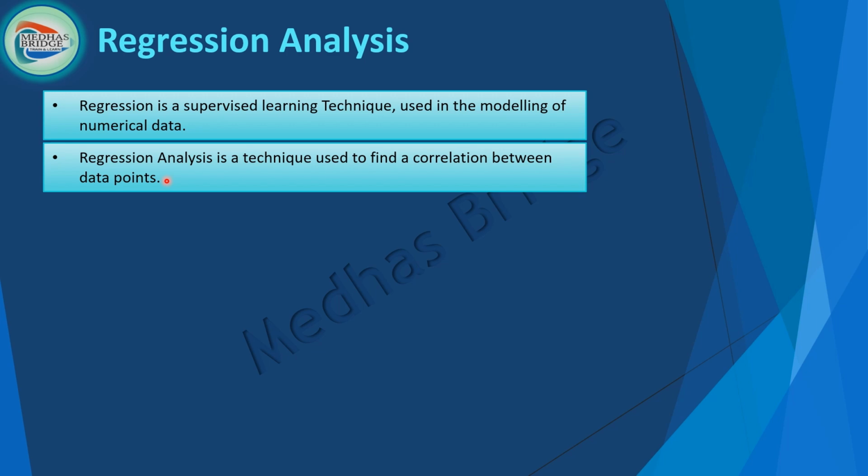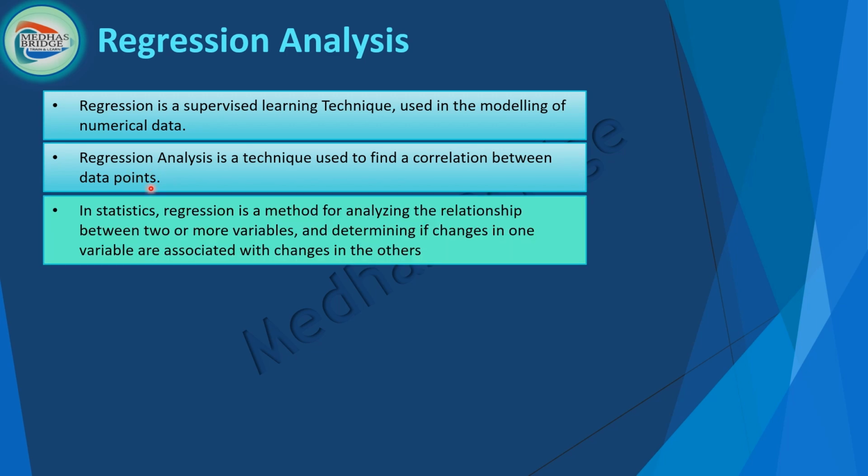You have to understand the nature of the problem. If you are trying to understand the correlation between two elements, that is where regression analysis is going to help you. This technique is used in that context. If you look at a precise definition, there are many, but this is one of them: in statistics, regression is a model for analyzing a relationship between two or more variables and determining if the changes in one variable are associated with changes in other variables.